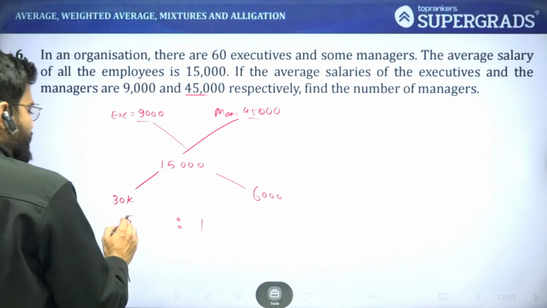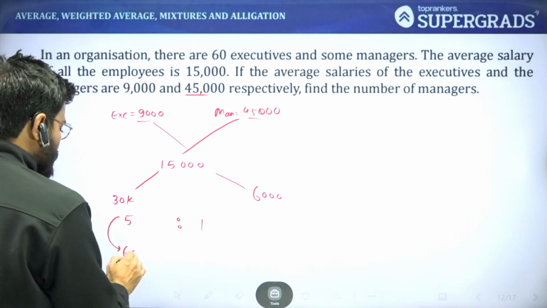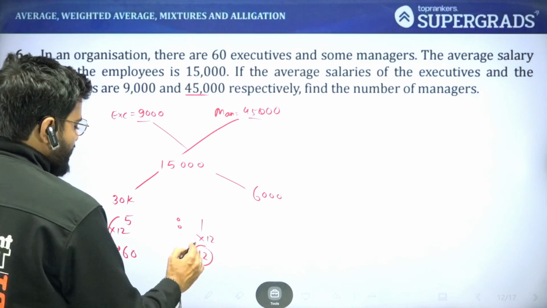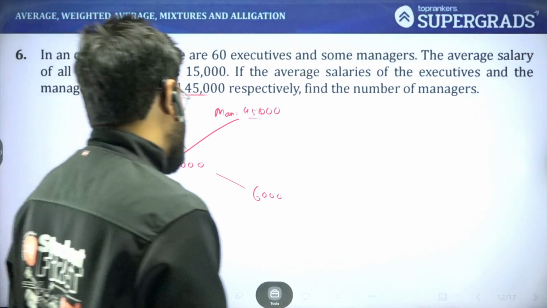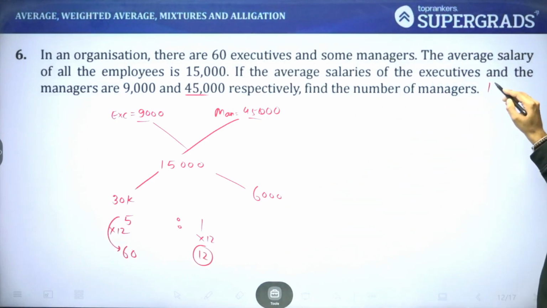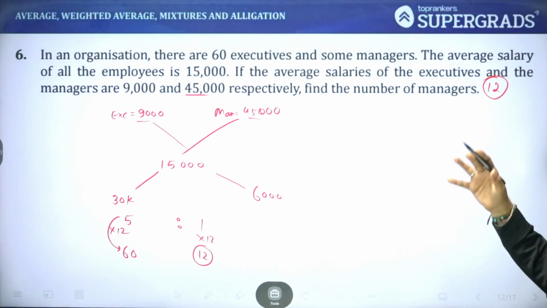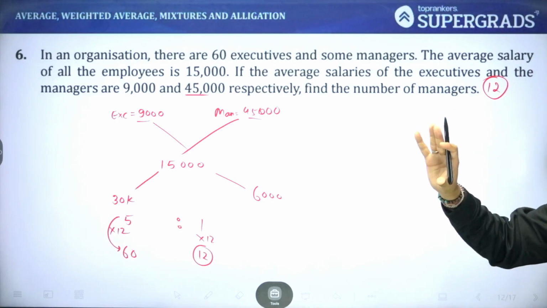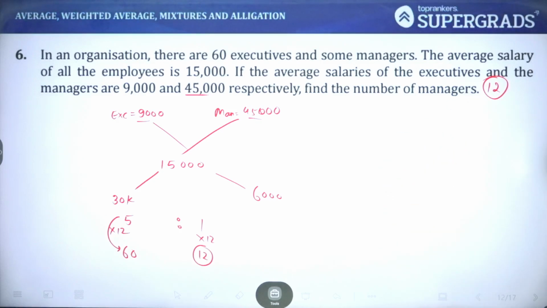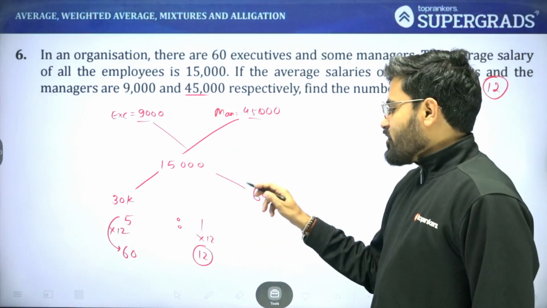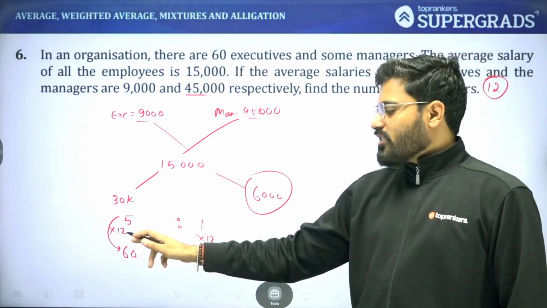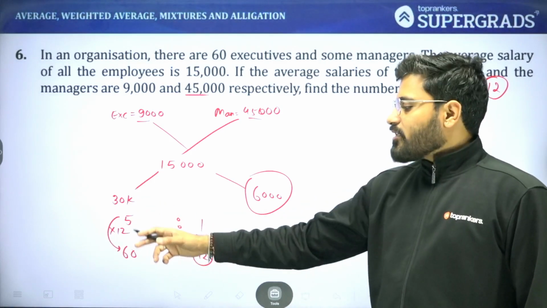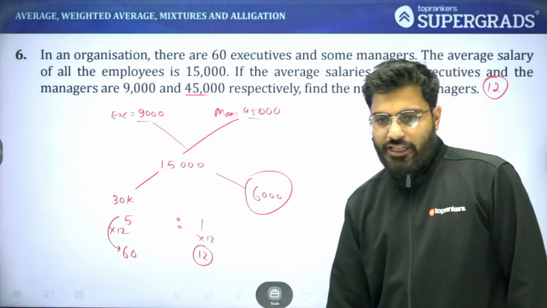If there are 60 executives, so 5 corresponds to 60. So what is the scaling that happened here? 12. So if I multiply this by 12, how many managers are there? 12 managers are there. So find the number of managers. The number of managers is 12. So see, rather than forming a complicated equation, we can directly apply allegation when there are three things. One is the cheaper value, another is the costlier value, middle one is the mean value. The difference between these two gives me the share of managers. The difference between these two gives me the share of executives. When I take the absolute ratio, it came 5 is to 1. 5 corresponds to 60, so 1 corresponds to 12.